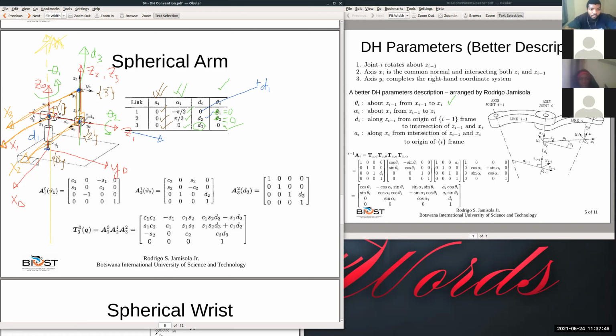And the distance is D3 from here to there. We assign that to be D3. That's a variable. It can be short or it can be long, but for now, that is D3. We are done. Any questions?